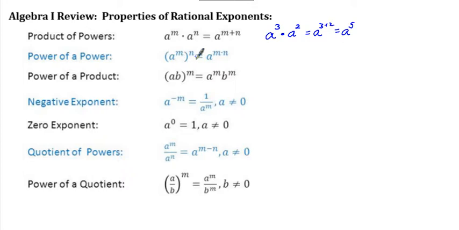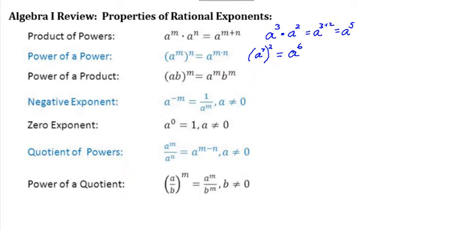Power of a power works differently. A to the third to the second power means you multiply those to get an a to the sixth power. A lot of people get those two mixed up.